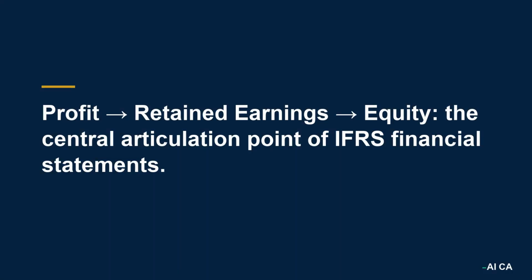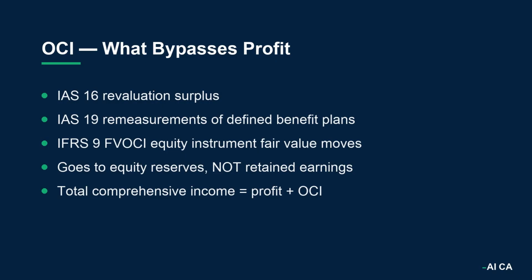The first and most important linkage is profit into equity. Profit for the period from the income statement flows directly into retained earnings inside equity on the statement of financial position. This is the articulation point that makes double entry self-consistent across reporting periods. When you close the books, revenue and expense accounts reset to 0. Their net, profit or loss, is transferred to retained earnings. Dividends then reduce retained earnings, but dividends never touch the income statement. That distinction matters enormously.